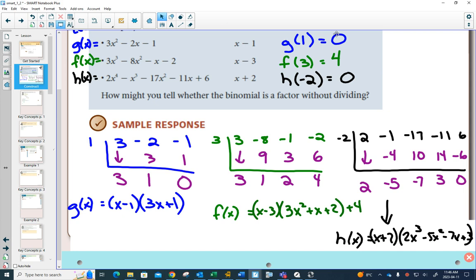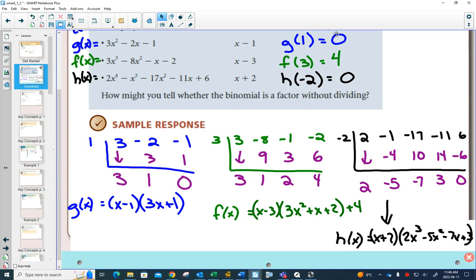So we're going to find out why this works. This is called the remainder theorem. If you're dividing by x minus 1, you're allowed to plug in 1, and whatever answer you get is your remainder. Sometimes it's faster to plug it in than it is to do the synthetic division. Other times, the synthetic division might actually be faster than plugging it in.